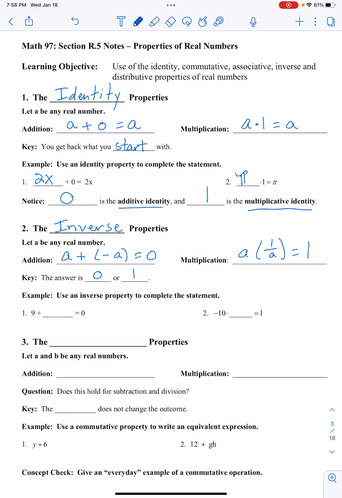So if we use the inverse, 9 plus negative 9 would be 0, and negative 10 times negative 1/10 would equal 1. So what we have here is that for addition, negative A is what we call the opposite, and 1 over A for multiplication is what we call the reciprocal. So the next property is the commutative property.